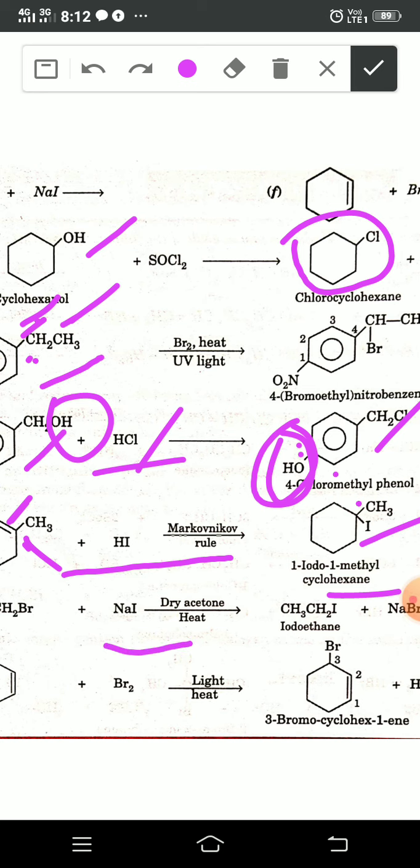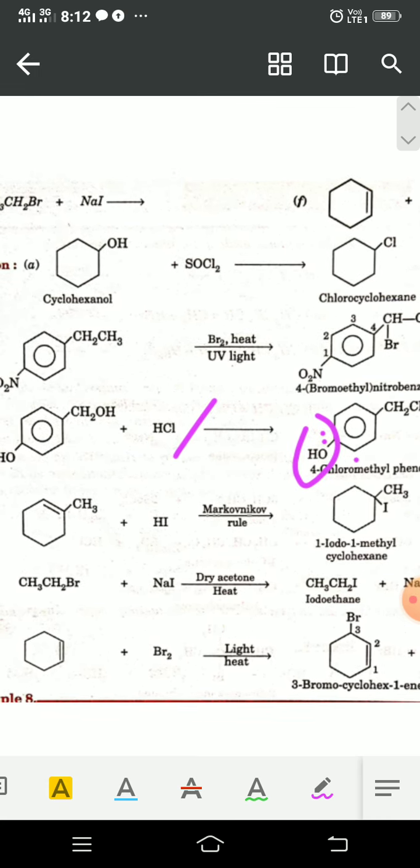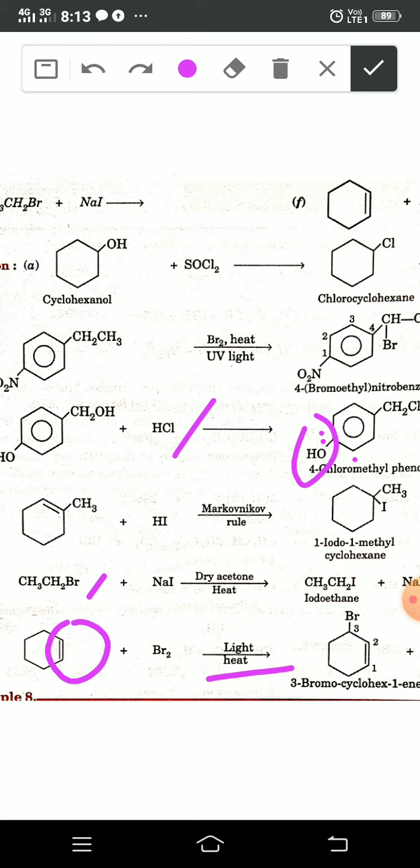This is very simple. I is a stronger nucleophile, that's why Br of this compound is replaced by I, and here Br is replaced by I in this case. Bromine reacts in presence of sunlight, not in presence of CCl4. That's why this double bond will not be disturbed. Bromine will attack at this point because the hydrogen at this point is on an sp3 carbon.